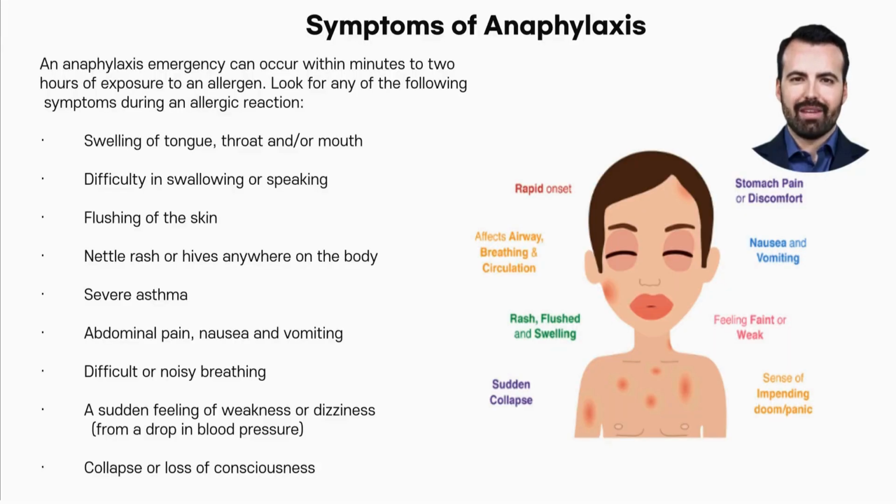What are the symptoms of anaphylaxis? An anaphylaxis emergency can occur within minutes to 2 hours of exposure to an allergen. Look for any of the following symptoms during an allergic reaction: swelling of tongue, throat, and/or mouth, difficulty in swallowing or speaking, flushing of the skin, nettle rash or hives anywhere on the body, severe asthma, abdominal pain, nausea and vomiting, difficult or noisy breathing, a sudden feeling of weakness or dizziness from a drop in blood pressure, collapse or loss of consciousness.